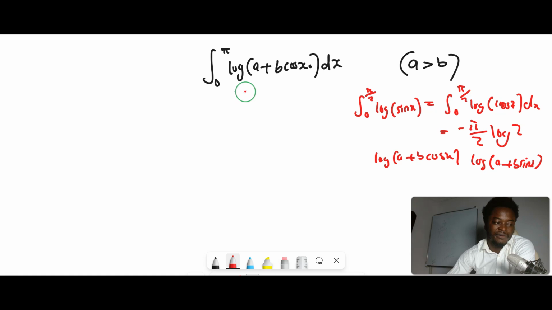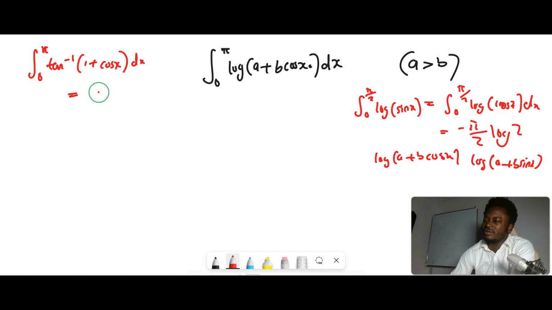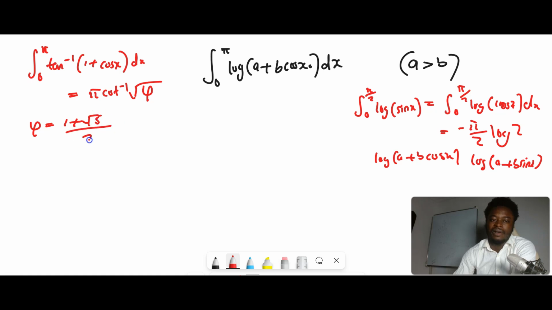In fact, the reason I'm deriving this result is because I'm trying to do a particular integral, the integral from 0 to pi of the tan inverse of 1 plus cosine of x dx, and what is it equal to? Okay, it's equal to pi times cotangent inverse of square root of phi, where phi is the golden ratio, equal to 1 plus square root of 5 divided by 2.